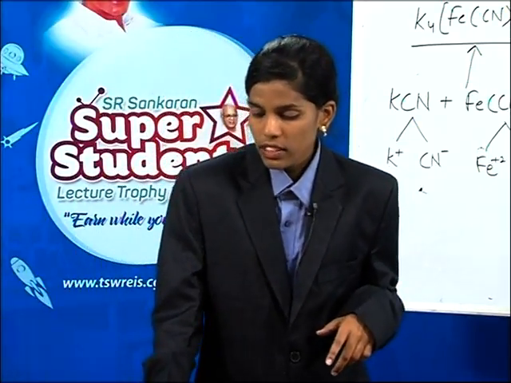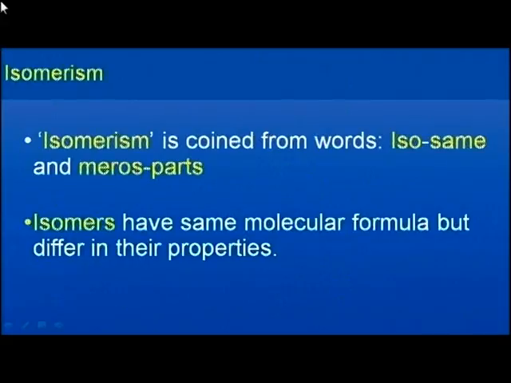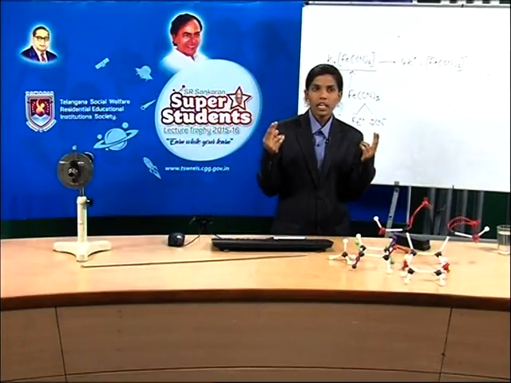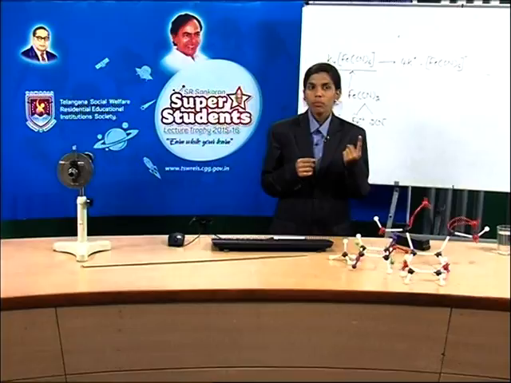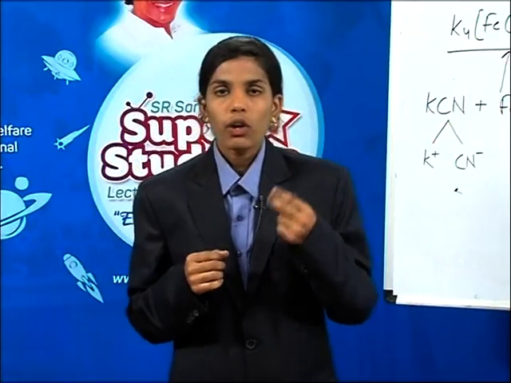Let us see, friends. Isomerism is coined from the words iso and meros, in which iso means same and meros means parts. Isomers have the same molecular formula but they differ in their physical and chemical properties. Friends, in coordination compounds, isomerism is again divided into two types. One is structural isomerism and the second one is stereoisomerism.